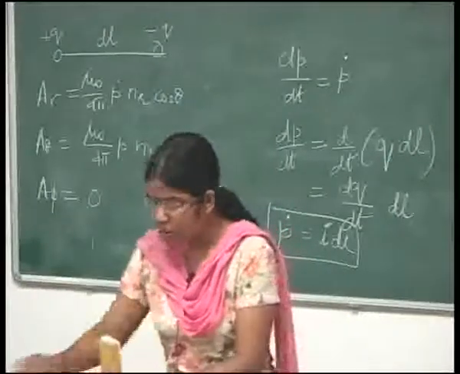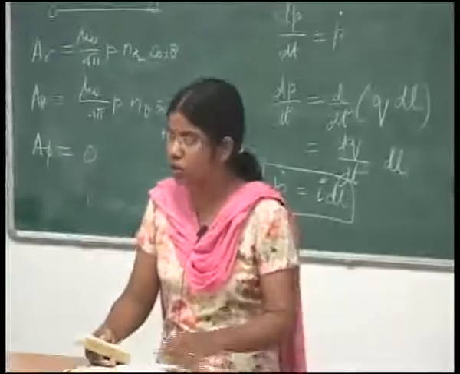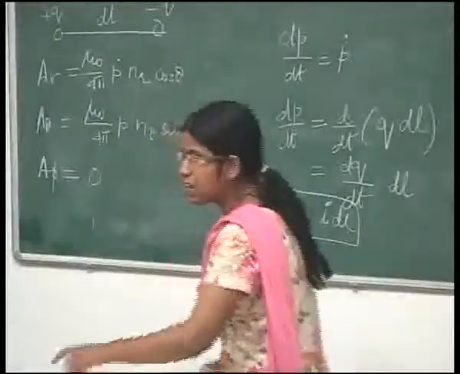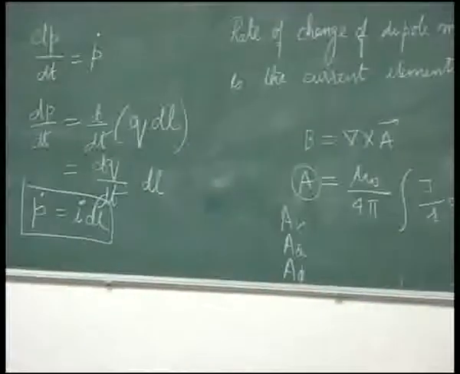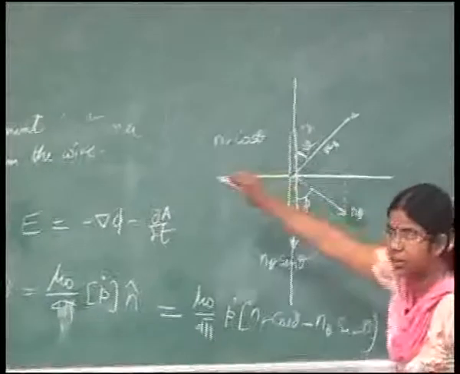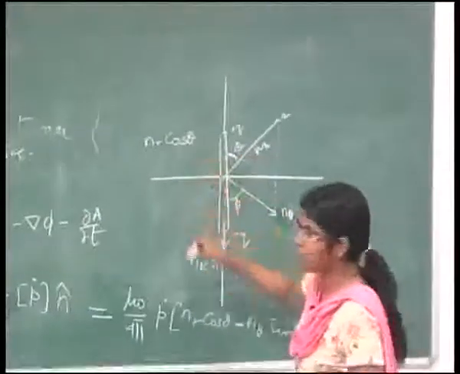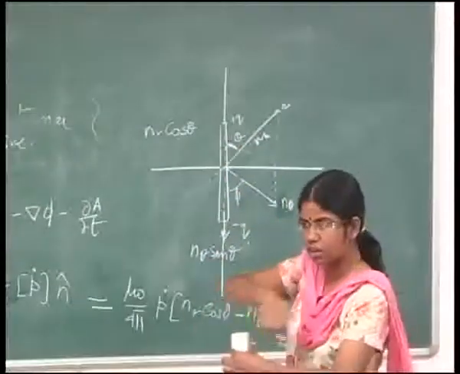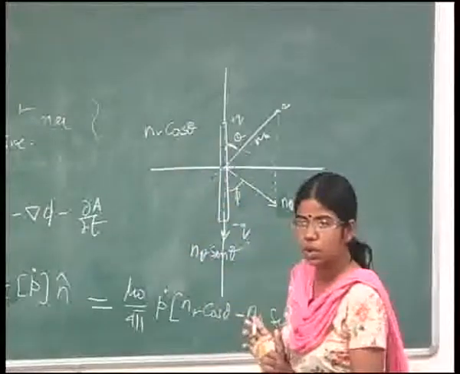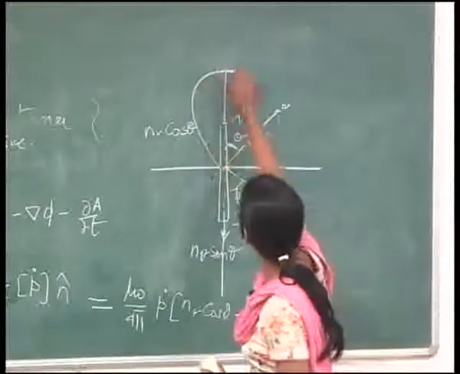So I say that A phi is equal to 0. So it means there is no radiation in the equatorial plane. There is no radiation along this plane. A wire is going, and if you draw a circle, a loop, around it, then in that plane there will be no radiation. So radiation is only in this direction.